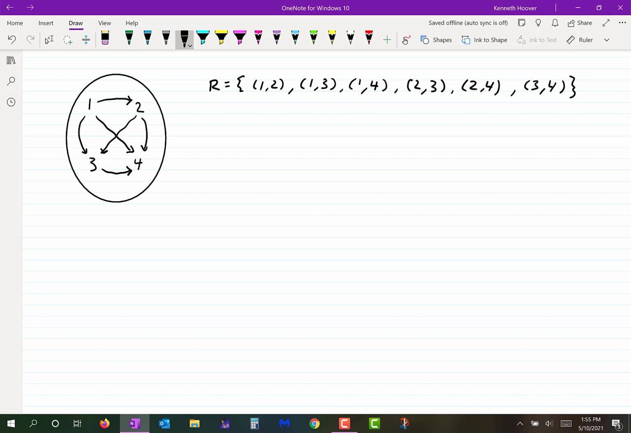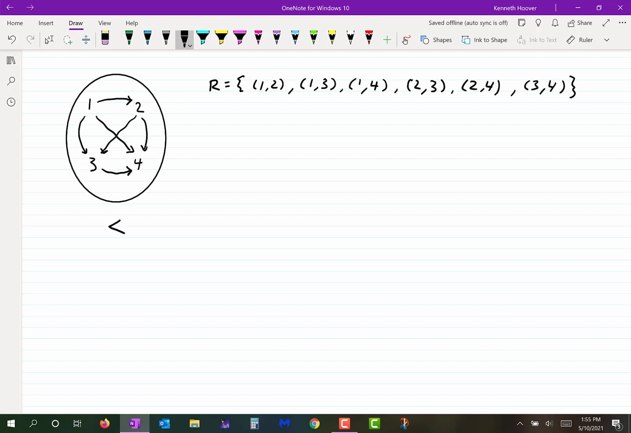It is, however, transitive. If one number is less than a second number, and that second number is less than a third number, then the first number is going to be less than the third number. So it is transitive, but it's not reflexive or symmetric, and therefore it's not an equivalence relation. Okay? That is the relation less than.